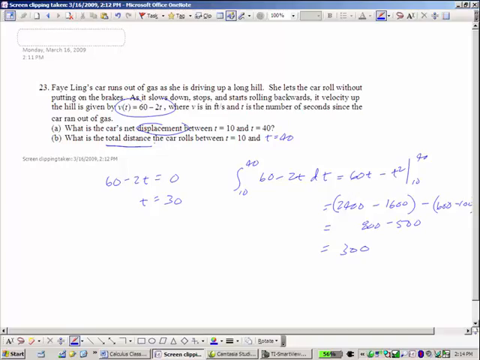Can't we just add the... You have to find when it's positive and when it's negative. Yeah, so I actually have to know where it's at 10. So I need to break it up into where it's going forward and where it's going backward. Where does it switch from going forward to backward? 30. All right, so find 10 to 30 and 30 to 40. 10 to 30 of 60 minus 2t plus 30 to 40.